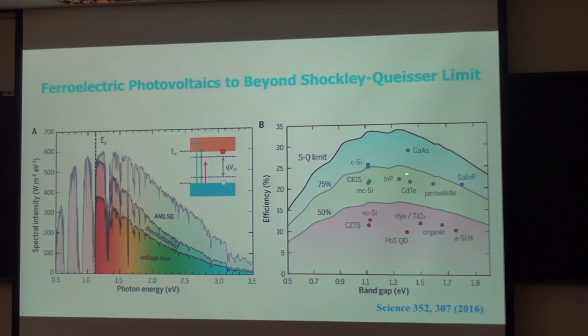And this picture gives many examples of the efficiency of today's semiconductors. But we can find all these materials are based on conventional semiconductors. So why should we study ferroelectric materials?